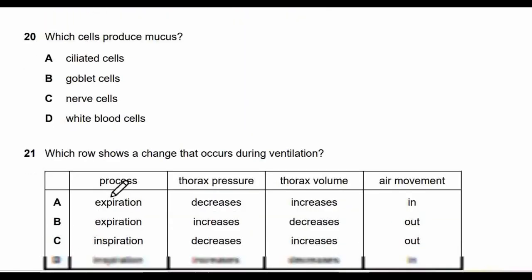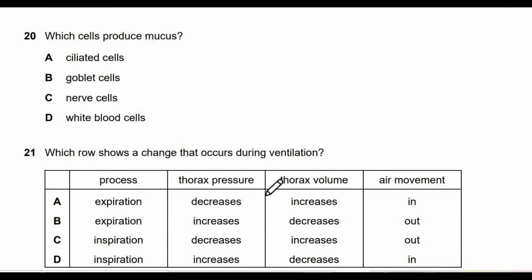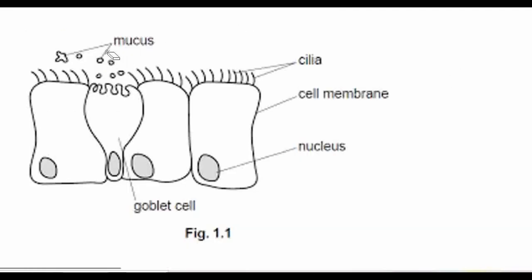Question 20. Which cells produce mucus? So these are the pictures. Mucus is produced by goblet cells. This is the cilia, the cell membrane. This is the nucleus.